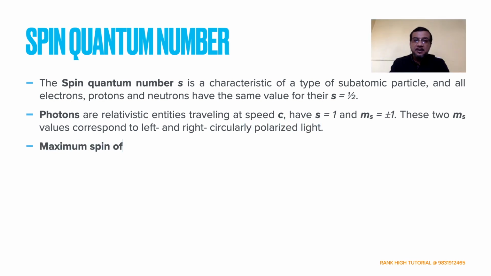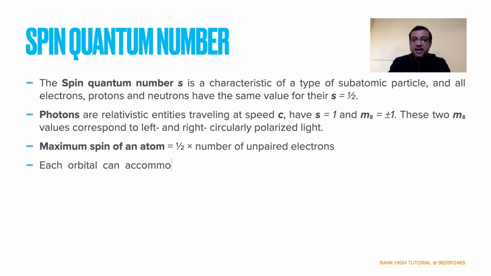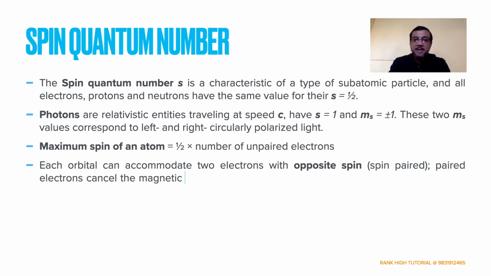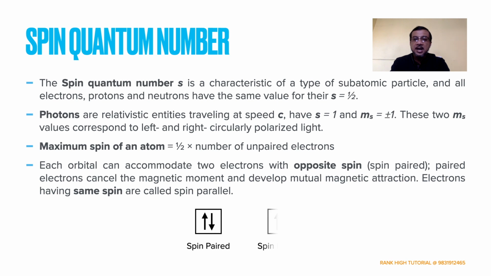Maximum spin of an atom equals 1 by 2 into the number of unpaired electrons. Each orbital can accommodate 2 electrons with opposite spin, which are called spin paired. Paired electrons cancel the magnetic moment and develop mutual magnetic attraction. Electrons having the same spin are called spin parallel. Both spin paired and spin parallel are shown below.